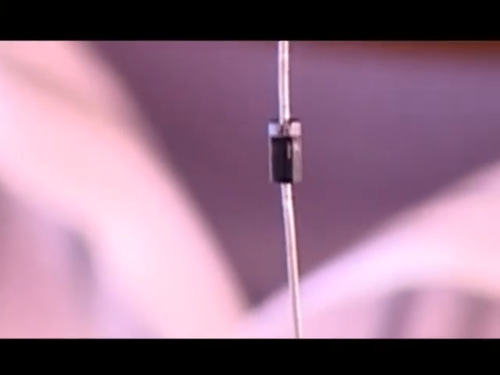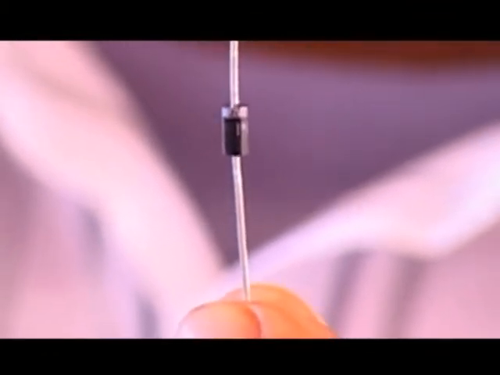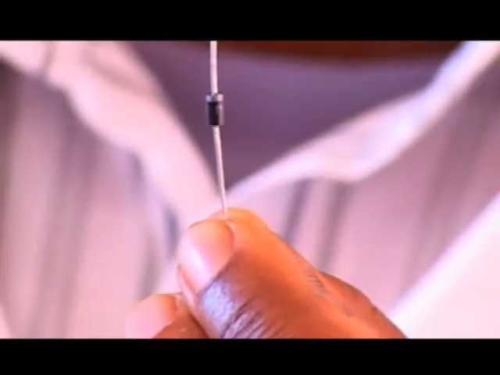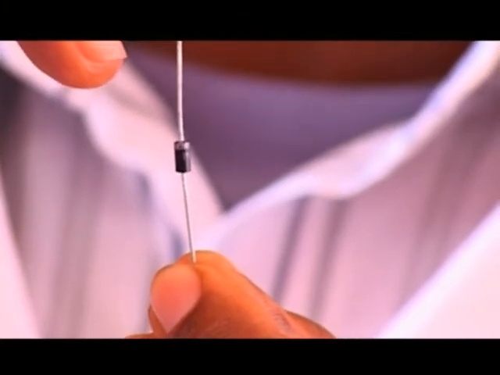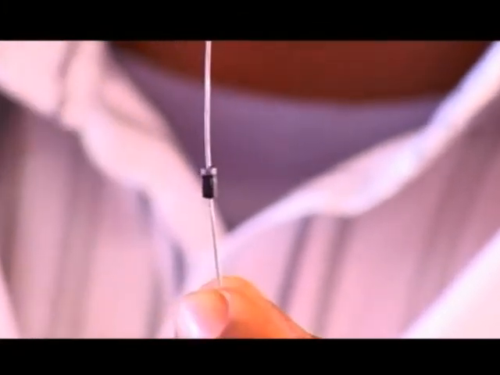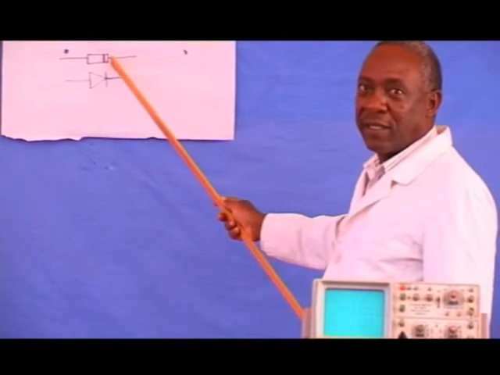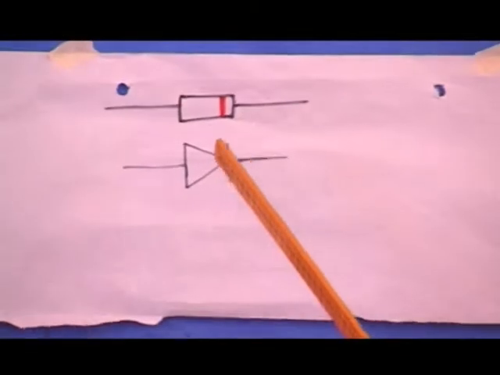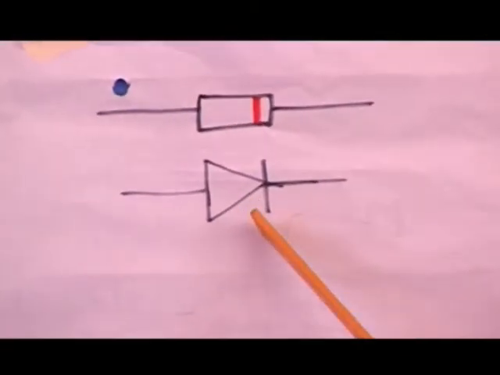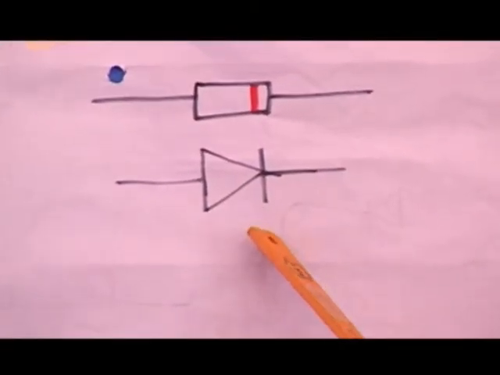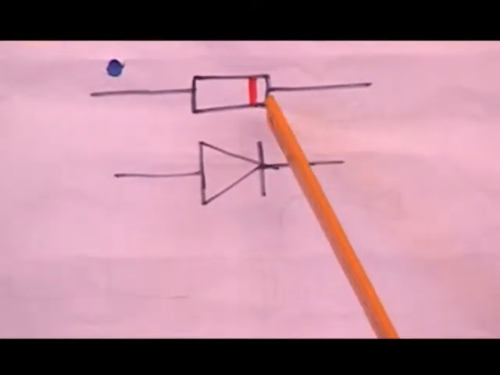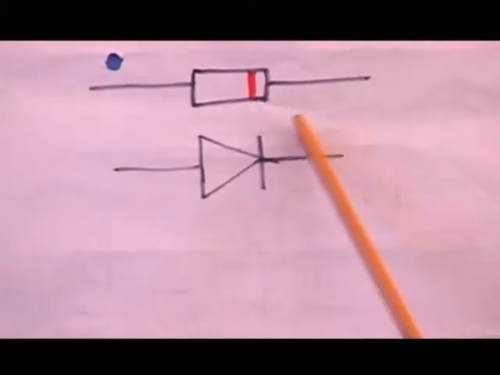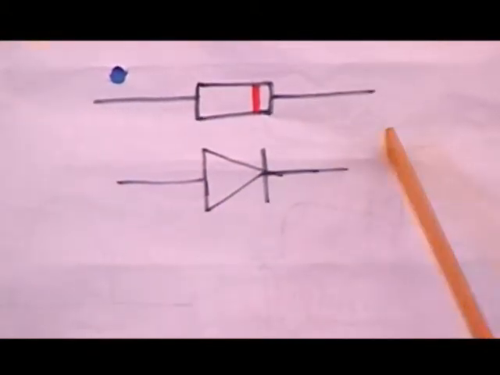and it is made in such a way that it has a white band at one side, the upper part. This is its drawing. It has a white band at one side. Its circuit symbol is this one here, whereby we have a stroke here. So it shows that the direction of forward bias is this one.